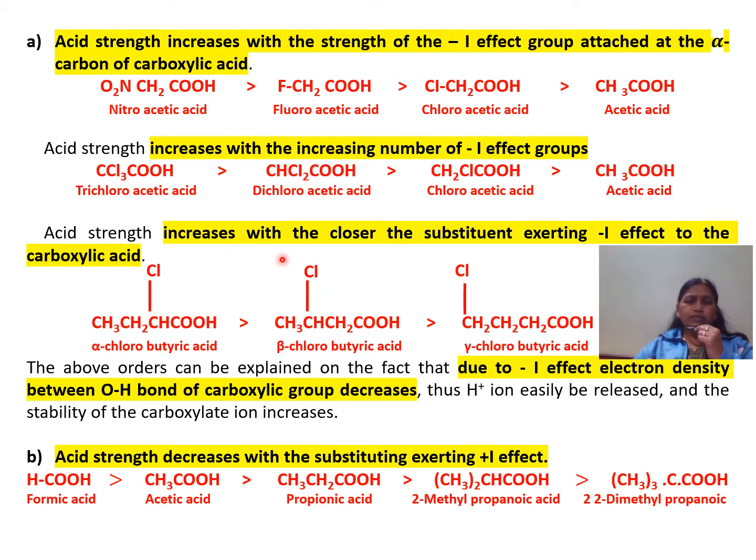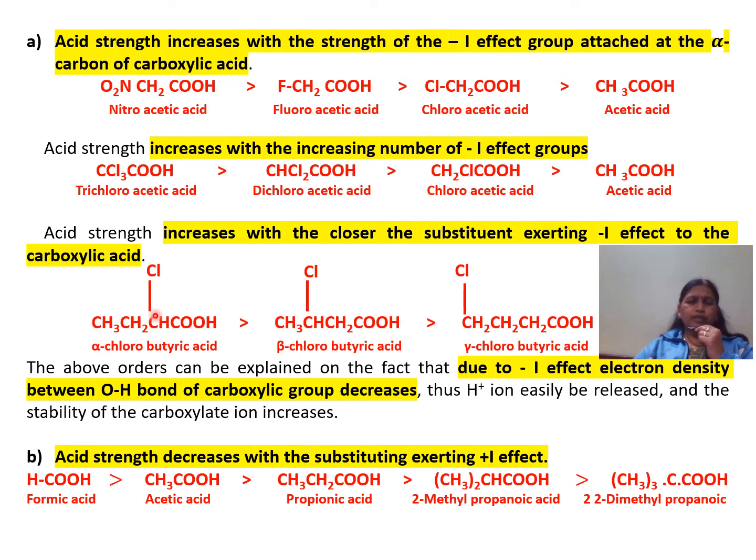The third one is the position of the substituent exerting minus I effect. Here the substituent is at the alpha position. Here the substituent is at the beta position. Here the substituent causing minus I effect is at the gamma position. This is acetic acid, and this is butyric acid. This is the COOH group. The carbon adjacent to the COOH group is alpha. Adjacent to alpha is beta. Next to beta is gamma.